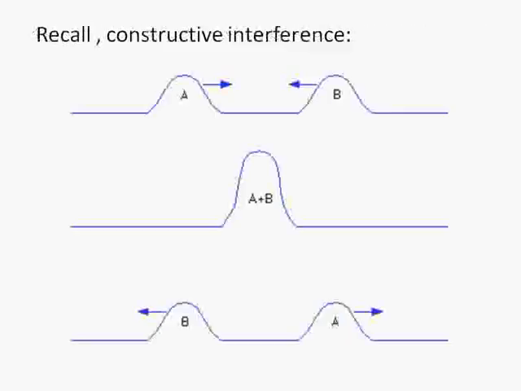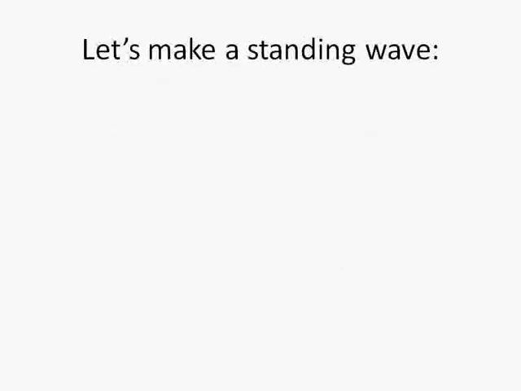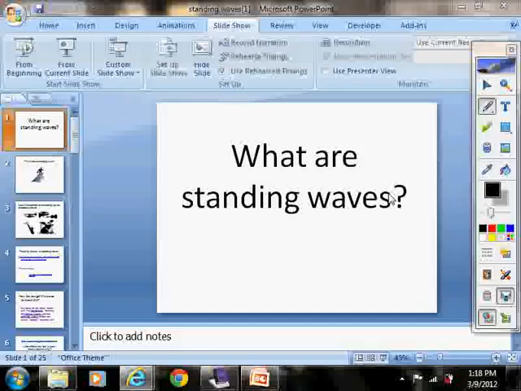So, recall if the two waves hitting each other are both crests, they hit in the middle, they make a bigger crest. Constructive interference. If you have a crest and a trough hit each other, what ends up happening? They cancel each other out in the middle. Destructive interference. Now we're finally ready to make a standing wave.